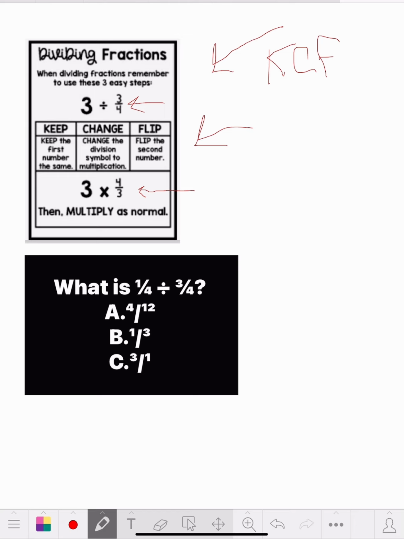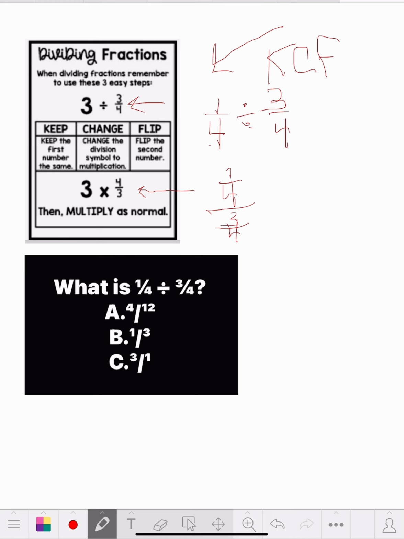So let's rewrite this one, okay? So we're going to have 1/4. Let me erase that little part here, because that's kind of where I was going to write. Okay, so we got 1/4 divided by 3/4. Now this could be written two different ways. It could be written like 1/4 over 3/4. So you might see it on a test that way too, okay? No matter which way it is, okay?